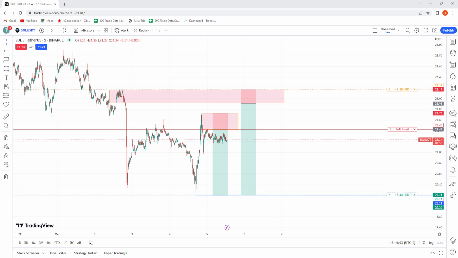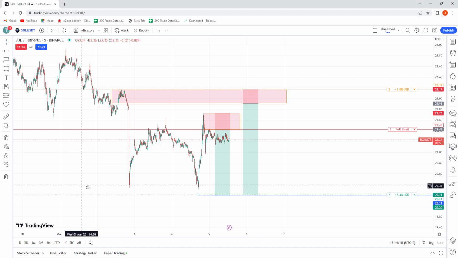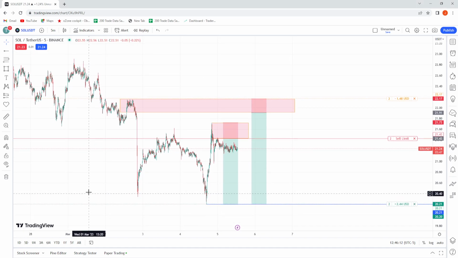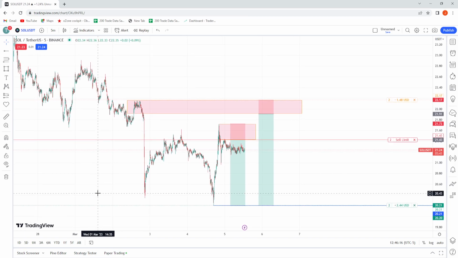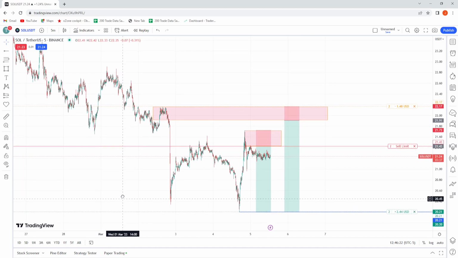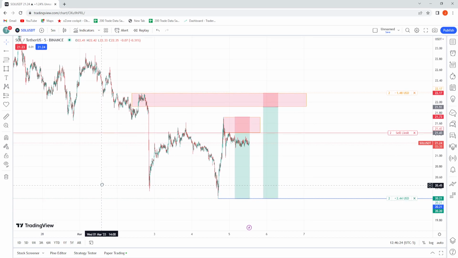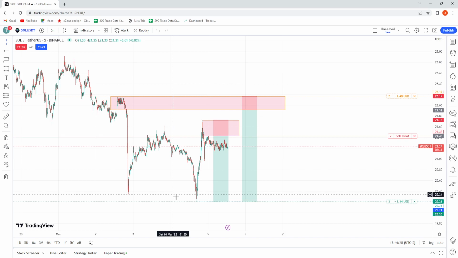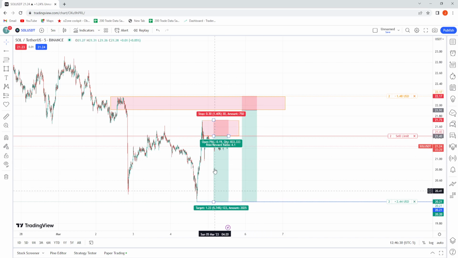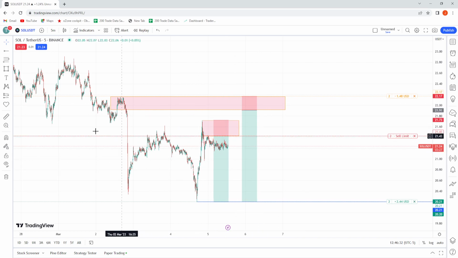So this weekend, I actually looked at a couple of markets, this being one: Sol and Tether. I think it's Solana. Solana is the market, and then USD, or Tether USD. On the 5 minute, just looking at a couple of different options here. I know you could say, well, why do you have two areas?